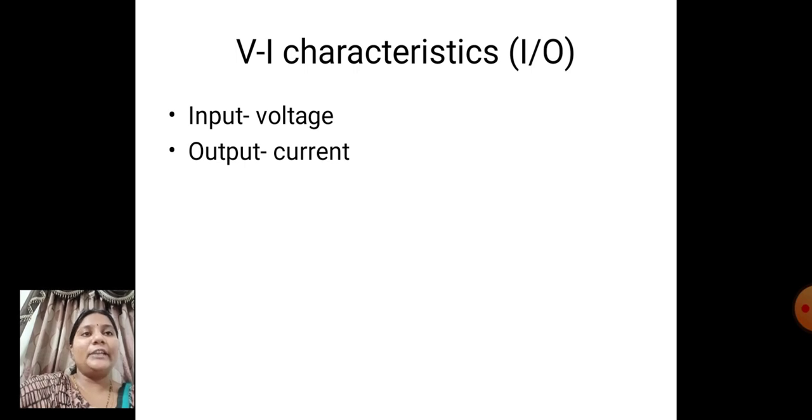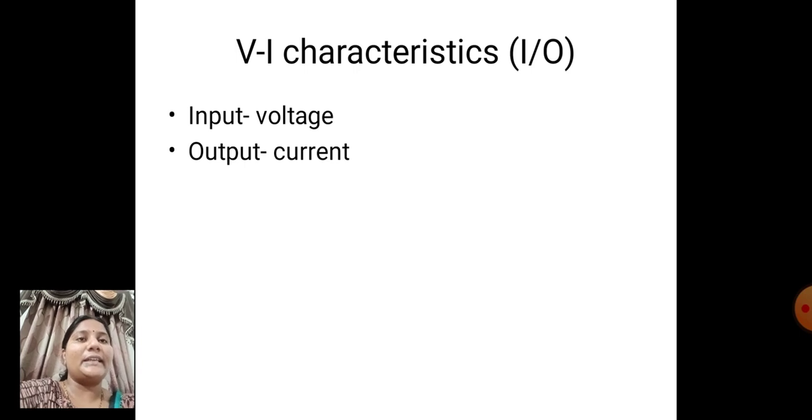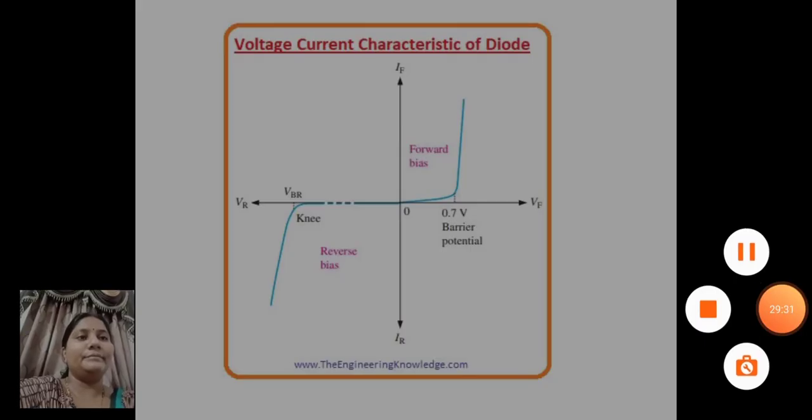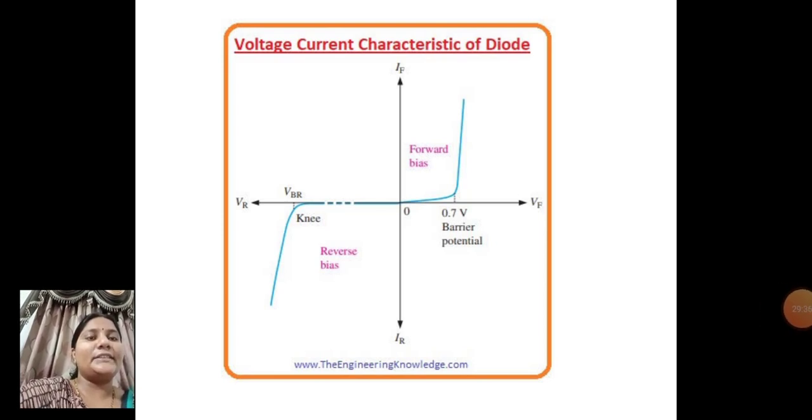Now we'll see the input output characteristics for the PN junction diode. What is the input here? It may be a forward input or reverse input. The input is always voltage and the output is current. So now we are seeing the voltage current characteristics, which are the input output characteristics. Here we can see the voltage current characteristics of the PN junction diode in forward bias condition and reverse bias condition in the same graph.